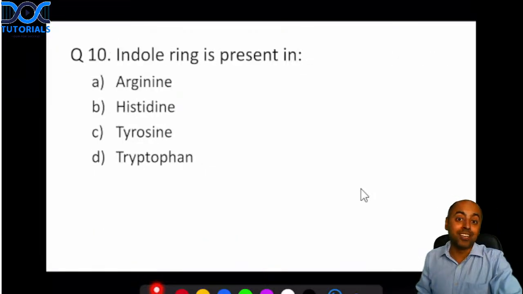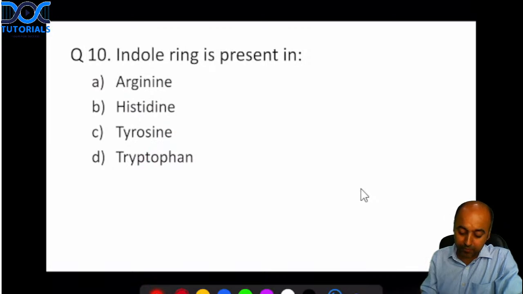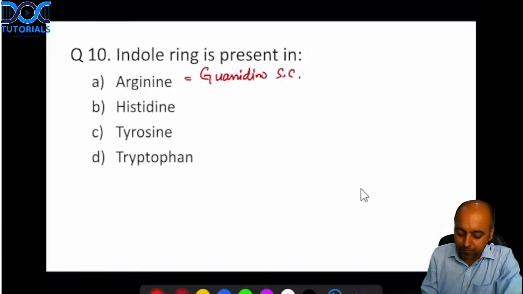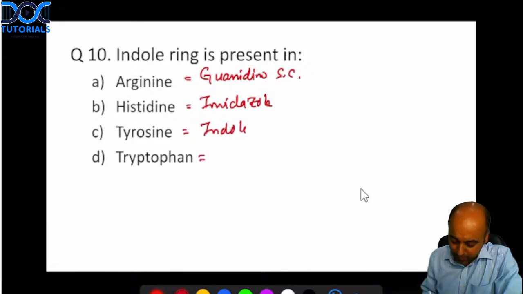Moving on to the amino acid indole ring is present in, your options are arginine, histidine, tyrosine, tryptophan. In arginine, the ring structure is not there, but what we have is the guanidino side chain. In histidine, we have the ring structure, which is the imidazole ring.